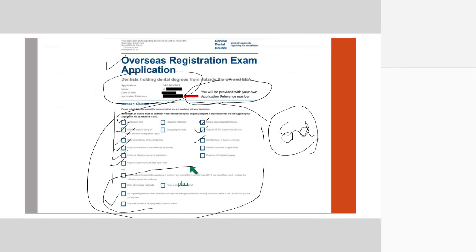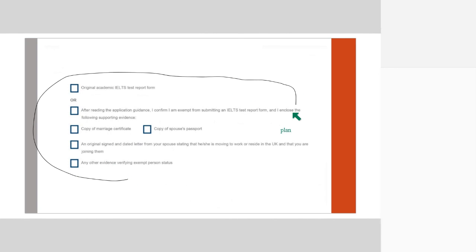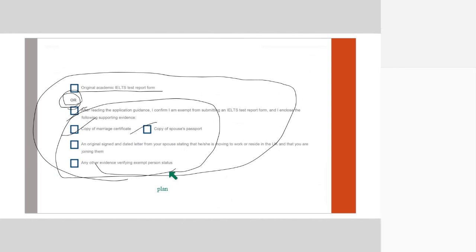Now, the bottom part, a lot of students get confused with the bottom part. Let me see if I have a better one. So, this is the top one, and this is the bottom one where it says original academic IELTS test report form or. And in or, they have given you a lot of categories like marriage certificates, spouse's passport, and many other things, but this is only for the ones who are exempt from giving IELTS. So we will talk about this in the English guidelines. When we come to the IELTS test report form, we will be talking about this as much as we can understand from the document.